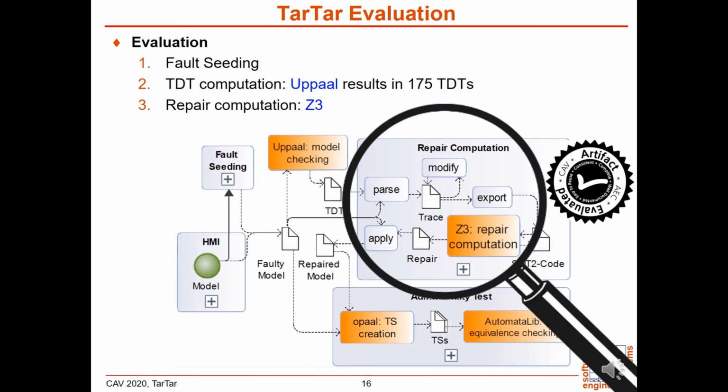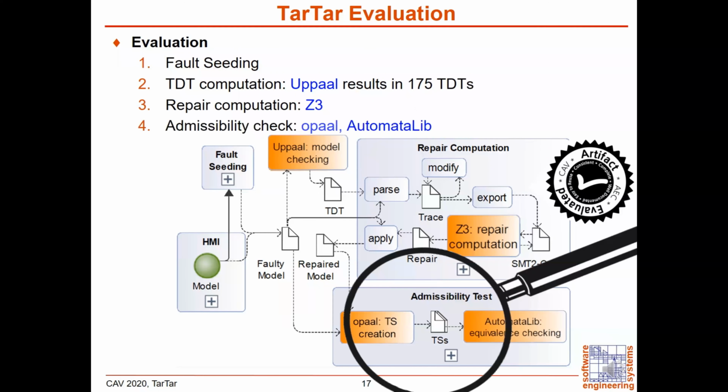For these 175 TDTs, TarTar now computes all kinds of repairs and uses therefore the SMT solver Z3. And it checks for every repair whether it is admissible with a timed model checker, UPPAAL, and a library for automata, LearnLib. Overall, we found 1169 admissible repairs, and at least one admissible repair for 122 of the TDTs. This means that we repaired 69% of the TDTs.